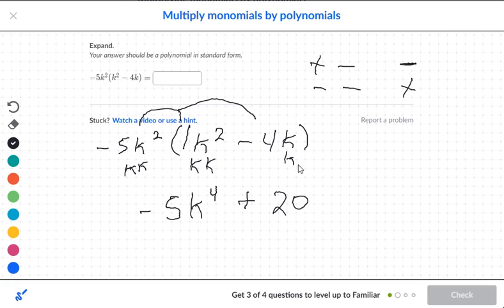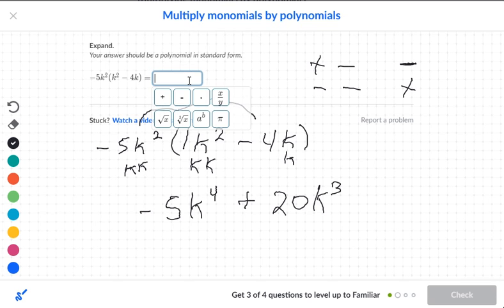You see here I only have 1 k. And I know that my highest degree is 4, so my next degree has to be less than 4. A 3, a 2, a 1, or even no k, but it's got to be less than 4. So when I count this up, I got 1, 2, and 3. So this is k to the third.